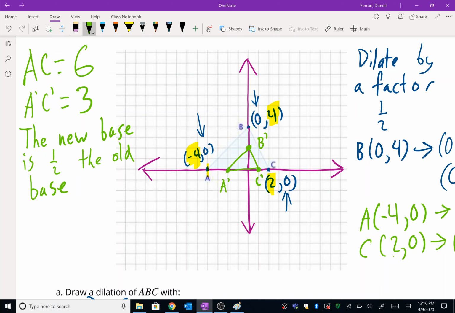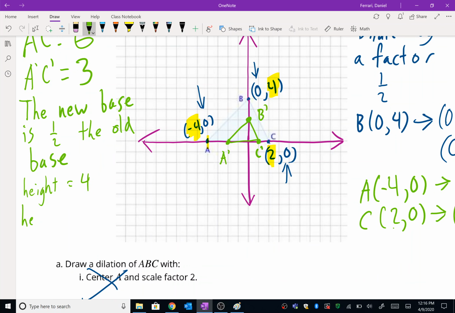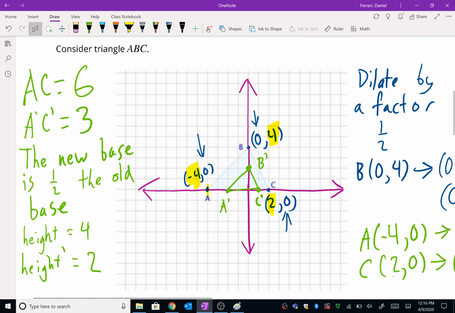And similarly, if I look at the height, the height in this case is going to be this measurement. The original one was 1, 2, 3, 4 units. So the height is 4 units. And the new height, I'll just call it height prime, is only 2 units. So again, the new height is half of the old height. It fits exactly with my dilation factor.